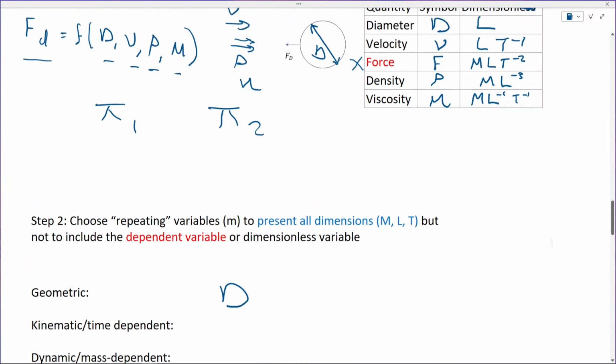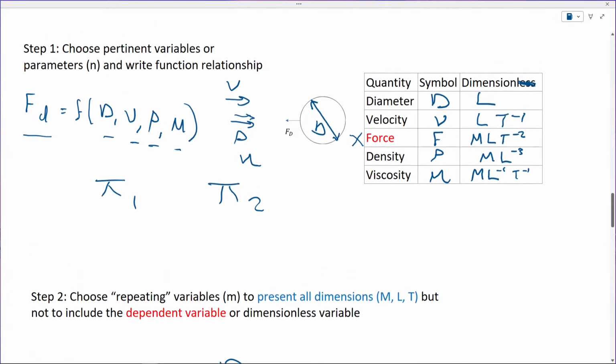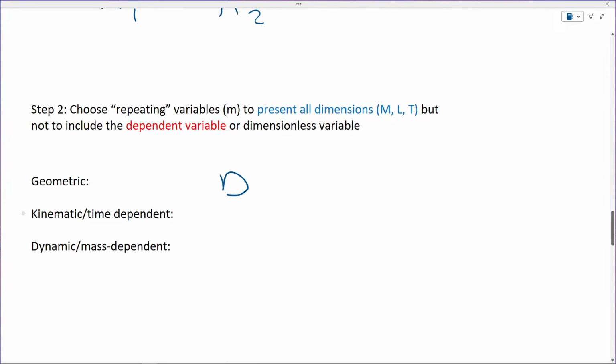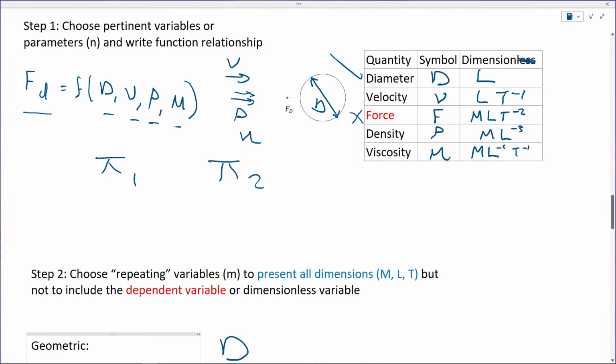Well, what is the second variable? I choose this one. I should now choose something to represent kinematic, or time dependent. So something that has time, like all these guys have time.